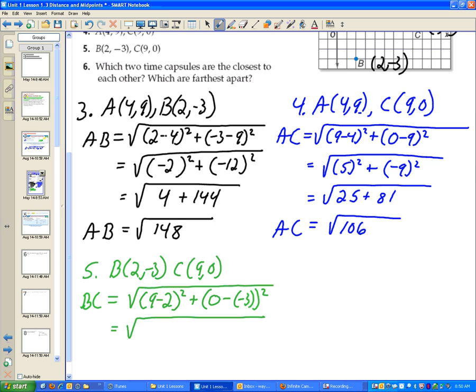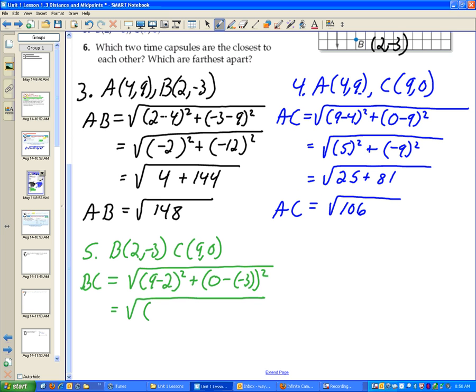Underneath our square root sign, in the first parentheses, we get 7. Then we have to square it. What do we get in the second parentheses? 3. Because minus a negative is the same thing as plus a positive, isn't it? Minus negative 3 is the same thing as plus 3. So 0 plus 3 is 3.